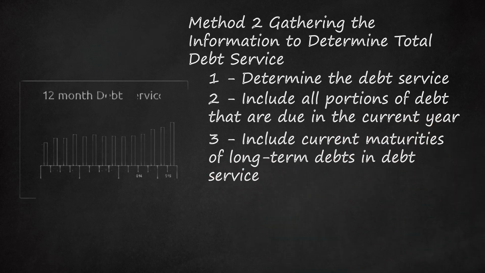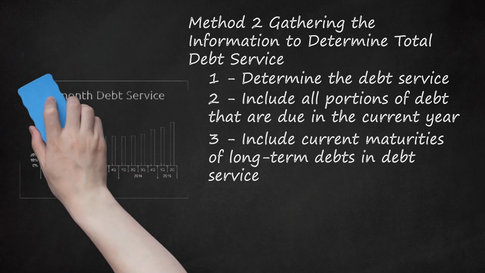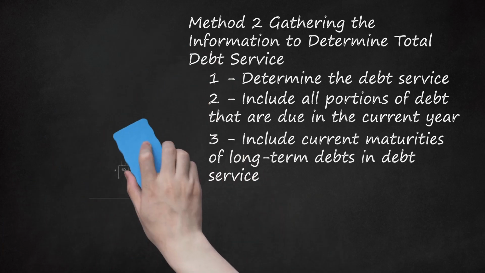Current maturities means the portion of long-term debt that will be due in the next 12 months. You would use maturities from the previous 12 months to determine ability to cover debt service this year. You would use maturities due in the next 12 months to project ability to cover debt service on a new loan.